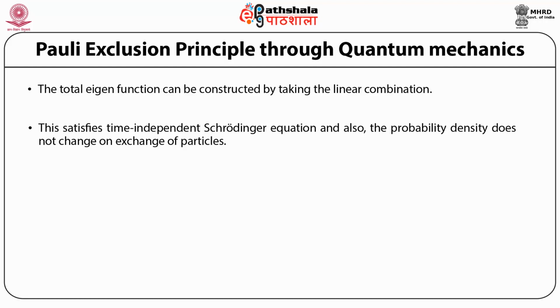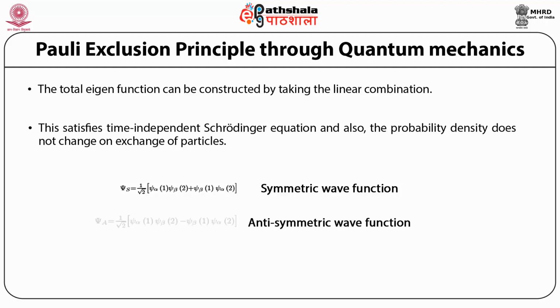Constructing the symmetric and antisymmetric wave functions, they can be written as follows: the symmetric wave function psi s equals 1 by root 2 times psi alpha 1 psi beta 2 plus psi beta 1 psi alpha 2, while the antisymmetric wave function psi a equals 1 by root 2 times psi alpha 1 psi beta 2 minus psi beta 1 psi alpha 2.